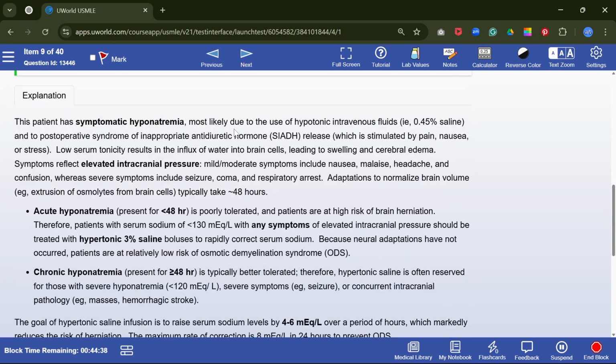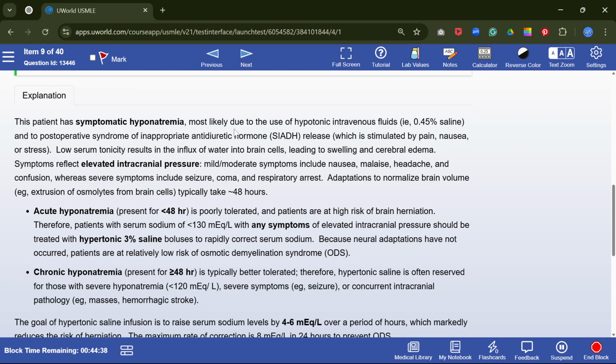This patient has symptomatic hyponatremia, most likely due to use of hypotonic IV fluid, 0.45% saline, and postoperative syndrome of inappropriate antidiuretic hormone release, which is stimulated by pain, nausea, or stress.